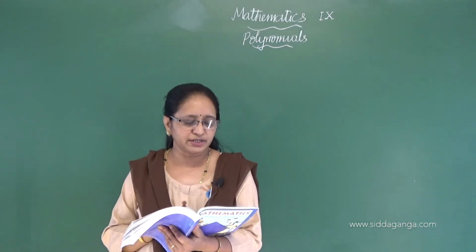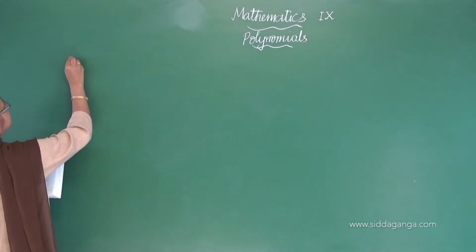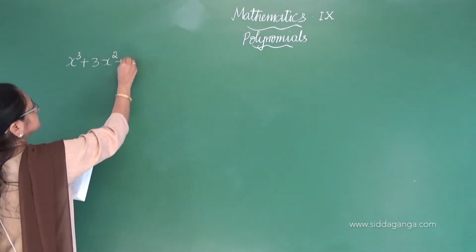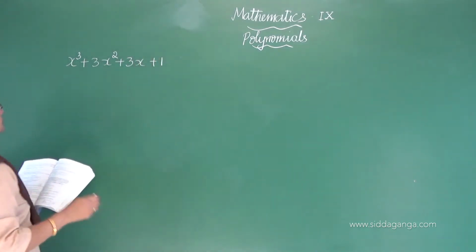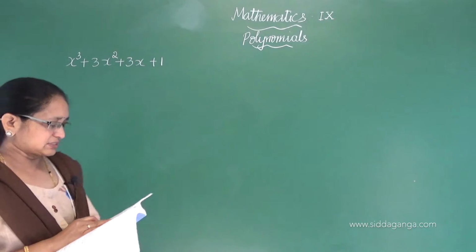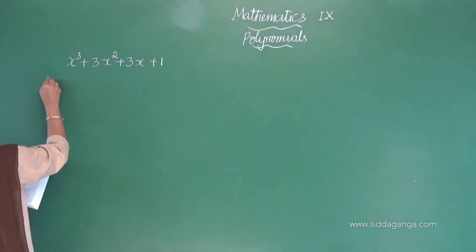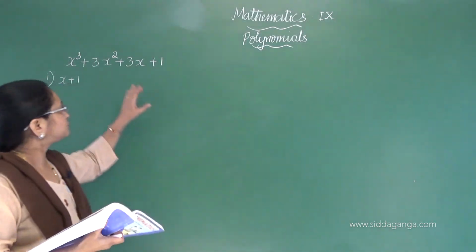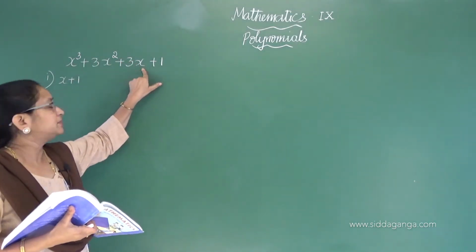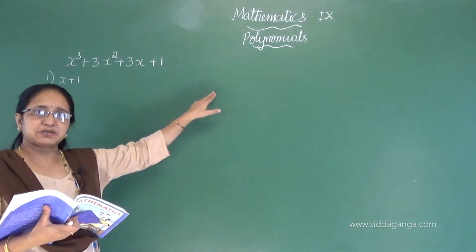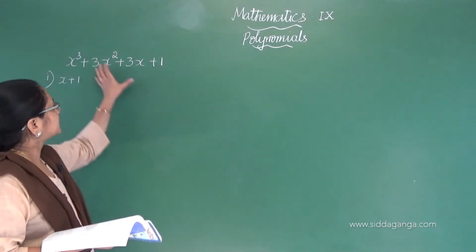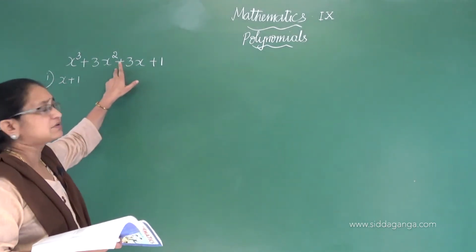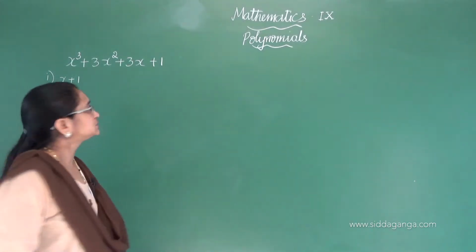So first, find the remainder when x cube plus 3x square plus 3x plus 1 is divided by, first one, x plus 1. So here in the first one, you have to divide this polynomial by x plus 1. Second one, x minus half. Third one, x, like this. So for the same polynomial they have given different linear polynomials, so that you have to divide this. So I'll just show you this example now.